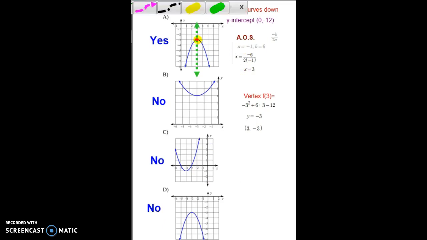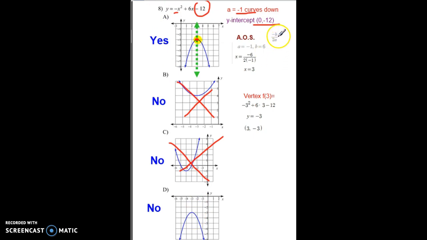In problem number 8, I notice A is negative 1, curves down. So well, that's not the answer, and that's not the answer. So I have, this is standard form, 0, negative 12 is the y-intercept. So it might be the first one, it might be the last one. So I need more information. So the axis of symmetry, opposite of B, which would be negative 6 over 2 times negative 1 is 3. So in graph A, I have the axis of symmetry is 3, but not in D. So I know A is correct.